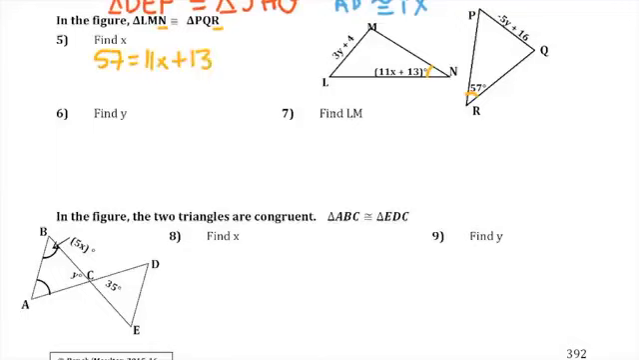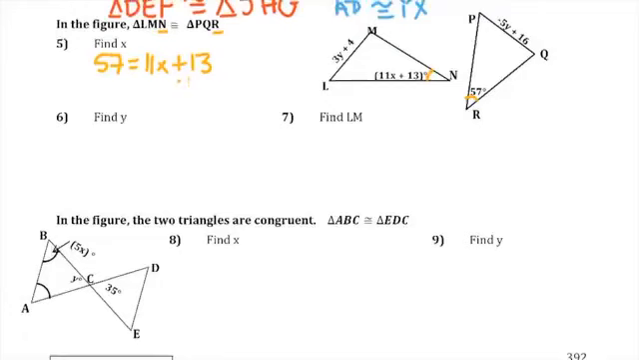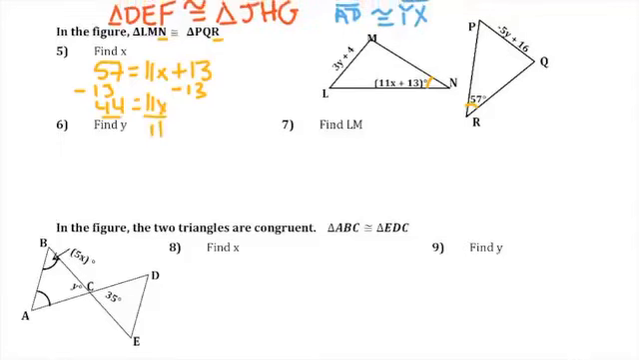Then we would subtract the 13 from both sides to solve our equation for x, which gives us 44 is equal to 11x. Then we would divide by 11, and we find that x is equal to 4.